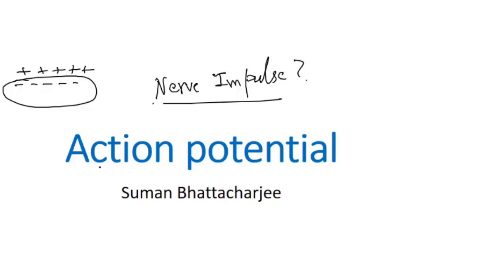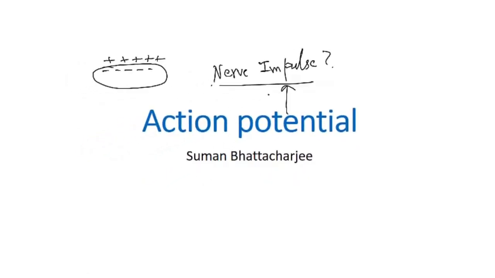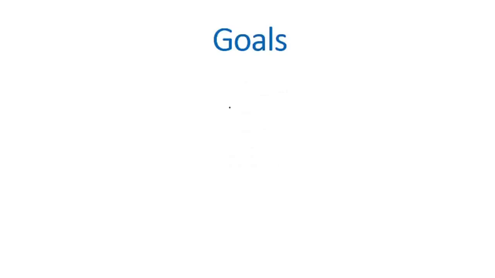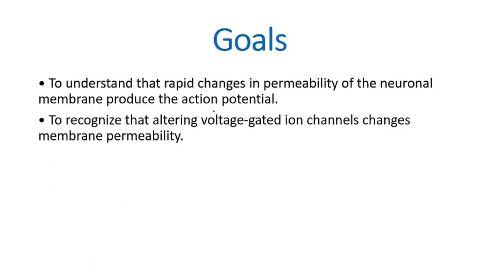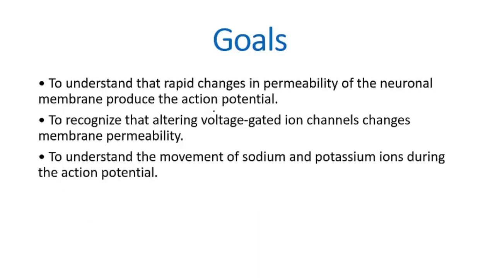Neurons communicate over long distances by generating and sending these electrical signals. These are known as action potential or nerve impulse. So the goals for our learning is to understand that the rapid changes in permeability of the neuron membrane produce the action potential, to recognize that altering voltage-gated ion channels change membrane permeability, to understand the movement of sodium and potassium ions during the action potential, and to examine the refractory periods.